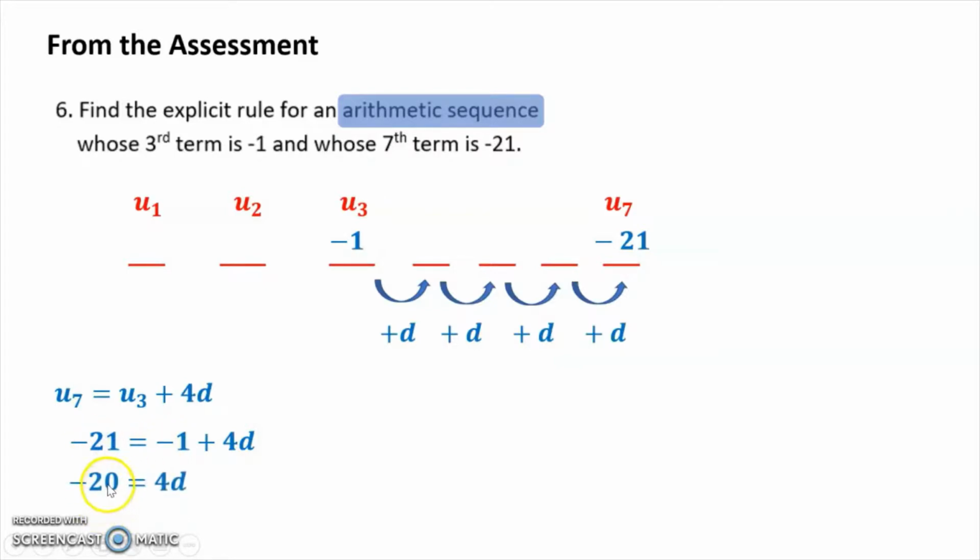That makes that negative 20. And then divide by 4 to figure out that our d value is negative 5. That makes sense. We're going down by 5 every time because it's becoming a bigger negative number here. That's our d value. Now we need our u1 value.